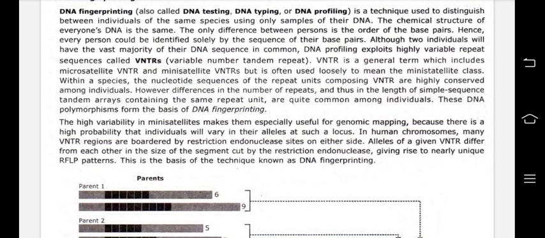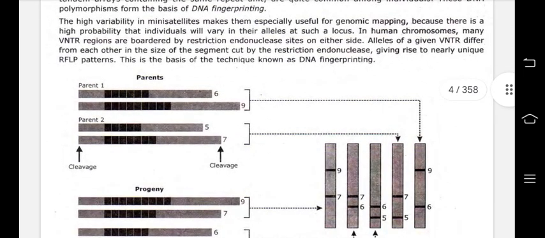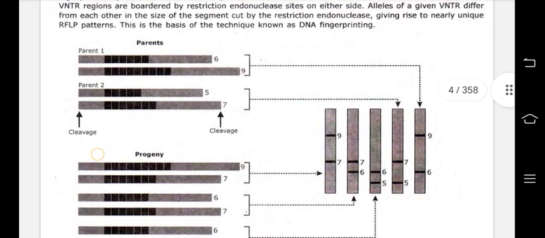The high variability in minisatellites makes them especially useful for genome mapping because there is a high probability that individuals will vary in their alleles at such a locus. In human chromosomes, many VNTR regions are flanked by restriction endonuclease sites on either side. Alleles of a given VNTR differ from each other in the size of the segment cut by the restriction endonuclease, giving rise to nearly unique RFLP patterns. This is the basis of the technique known as DNA fingerprinting.